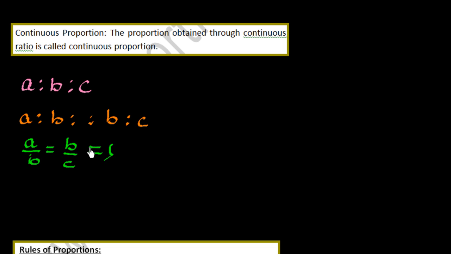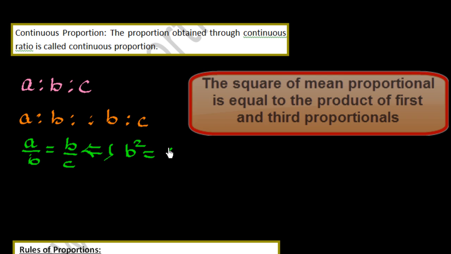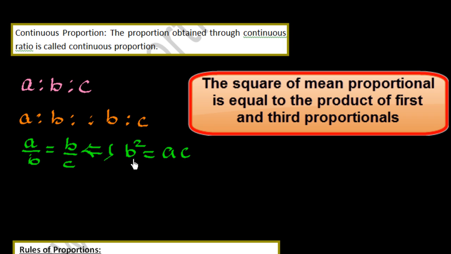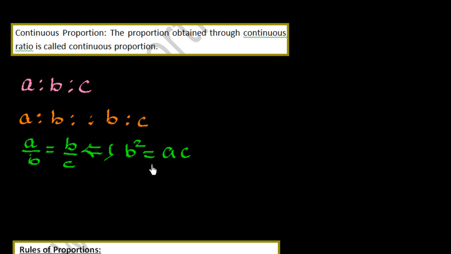If we simplify this arithmetically, we get B into B, which is B square, and we cross multiply C with A, which is AC. So the square of the mean proportional is equal to the product of the first and third proportional in a continuous ratio. So in this way we could find out any required proportional if you have to find out in any question.